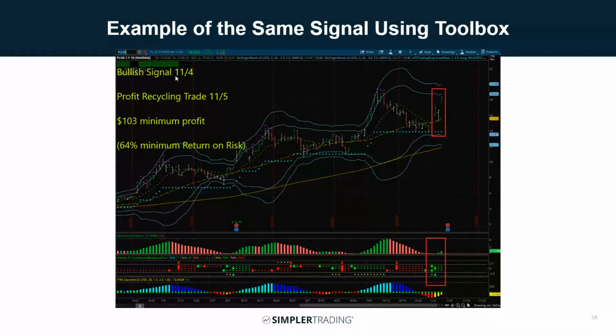So here was an example on Plug recently. This was back on the 4th. I took a profit recycling trade on the 5th, ended up with a 103 minimum profit. Once again, this was a fun lotto trade to hold through earnings. This one as well, didn't take any additional profit on. So my minimum profit was the total profit on the trade, which was a 64% return on risk.